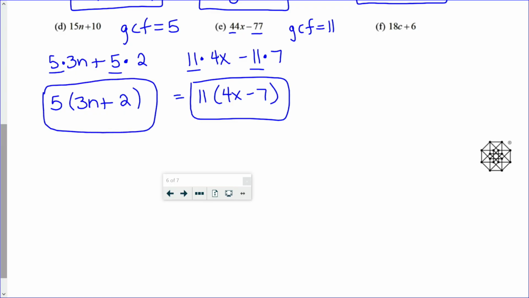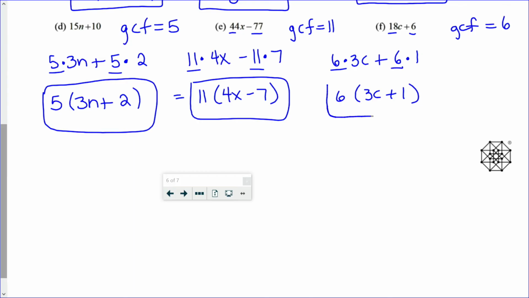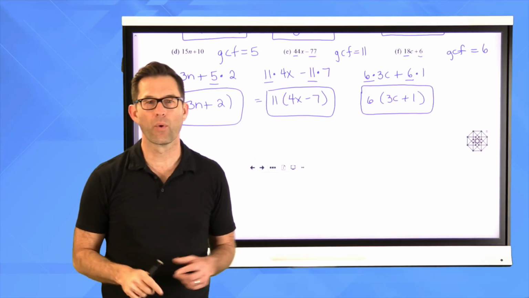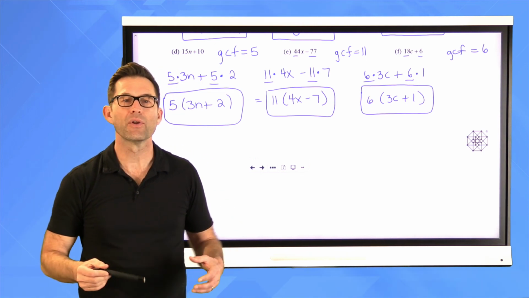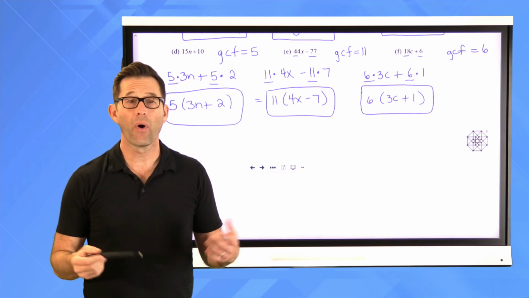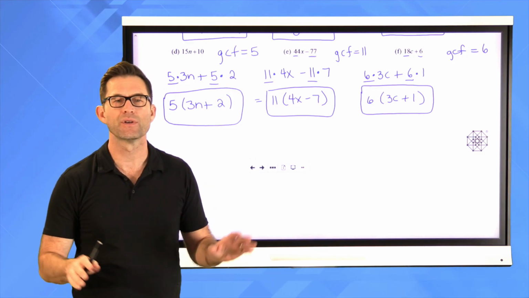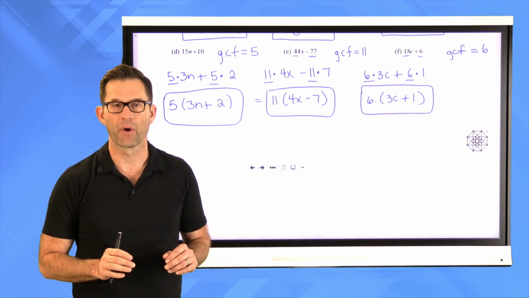And finally, if I look at 18 and 6, the greatest common factor or divisor of those two numbers is 6. We've got 6 times 3c plus 6 times 1. That means we're going to have 6 times 3c plus 1. All right. It is very important to be able to go both directions with all the properties, but very much go both directions with the distributive property.